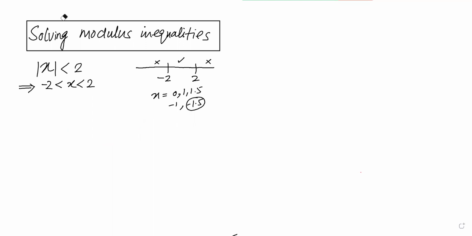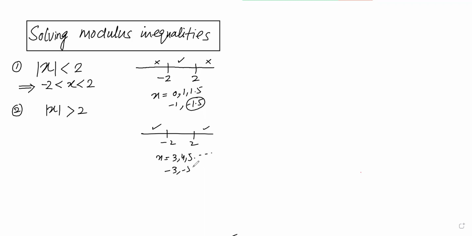The second example can be: if modulus of x is greater than 2. Again, number line, 2 and -2, check these two parts. The numbers here can be 3, 4, and 5, and so on. Numbers can be -3, -5, -6, and so on. So verify -6 here: modulus of -6 is 6, which is greater than 2, which is obviously a true thing.